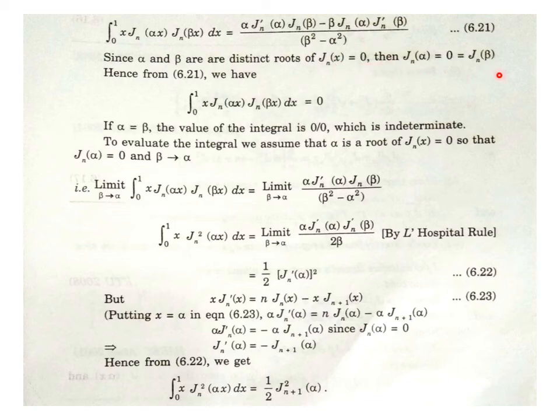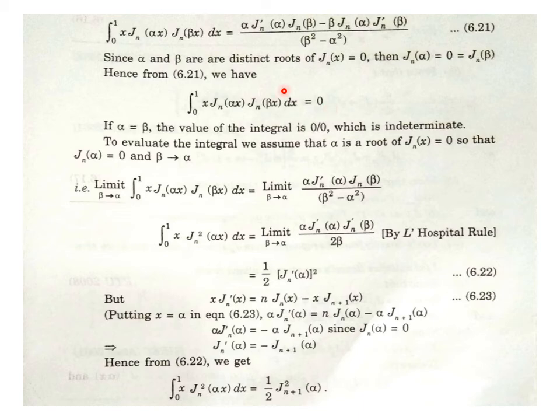So if we substitute these two, alpha and beta, as distinct roots, meaning alpha is not equal to beta, so that J_n alpha and J_n beta equal 0, the right-hand side of equation 6.21 will become 0. That means the integral from 0 to 1 of x J_n(alpha x) J_n(beta x) dx is 0. So this completes the derivation of the first part of the orthogonal property, when alpha and beta are different.